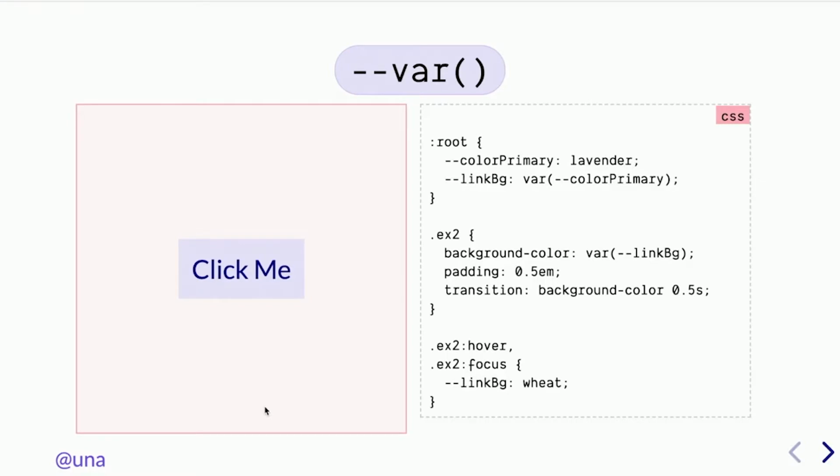With var, you can set it in the root and the HTML. You can actually even set it within any element itself and really scope it to that element. But here I'm setting the color primary to be lavender in the root. I have this link background where I'm updating it to be pulling from this color primary. So when I'm setting the background color of this button, I'm setting it to the link background. And that is going to in turn pull from lavender. So if I update this to yellow, you can see that this color is propagating through these variables. It's updating link background, which is then updating background color. I can change that back to lavender. And then when I hover or focus on this, it's updating it to this wheat color.